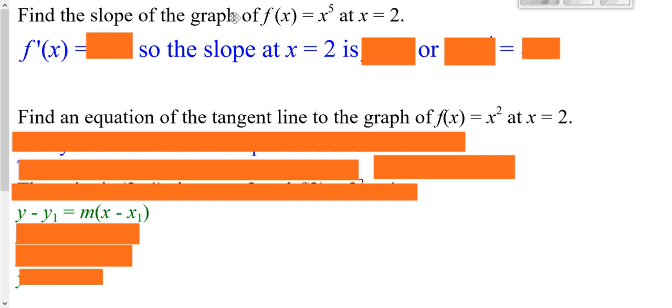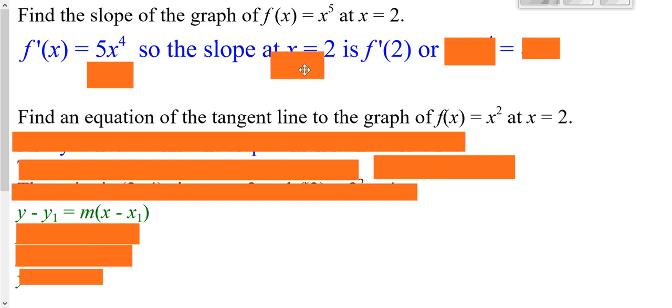So find the slope of your graph at x being 2 for f of x equaling x to the fifth. Well, to find your slope, you know you got to do your derivative. So you put the exponent in front, decrease it by 1. Looking for your slope at 2, you just have to plug 2 in for x into your derivative.